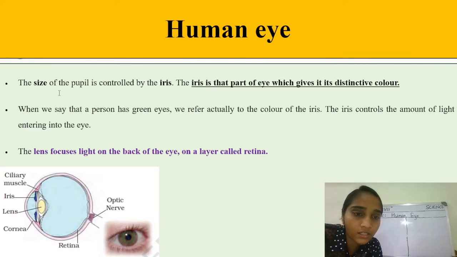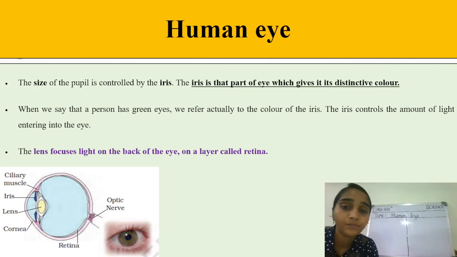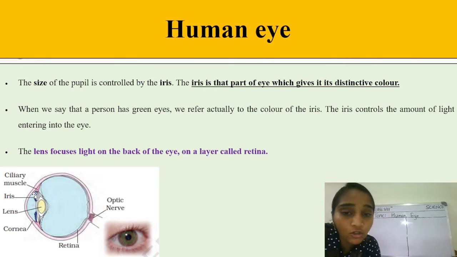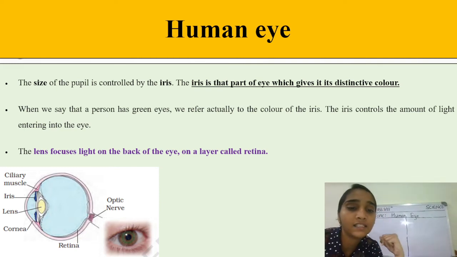So here, students, you can see that we have the size of the pupil, right? The size of the pupil is always controlled by the iris. Here you can see that this is the iris, and the iris is also that part of our eyes which gives us its distinctive colors. If we have different colors of our eyes, the iris is responsible for the same. And when we say that a person has green eyes, we refer actually to the color of the iris. The color of the iris is green. That is why the person is having green eyes.